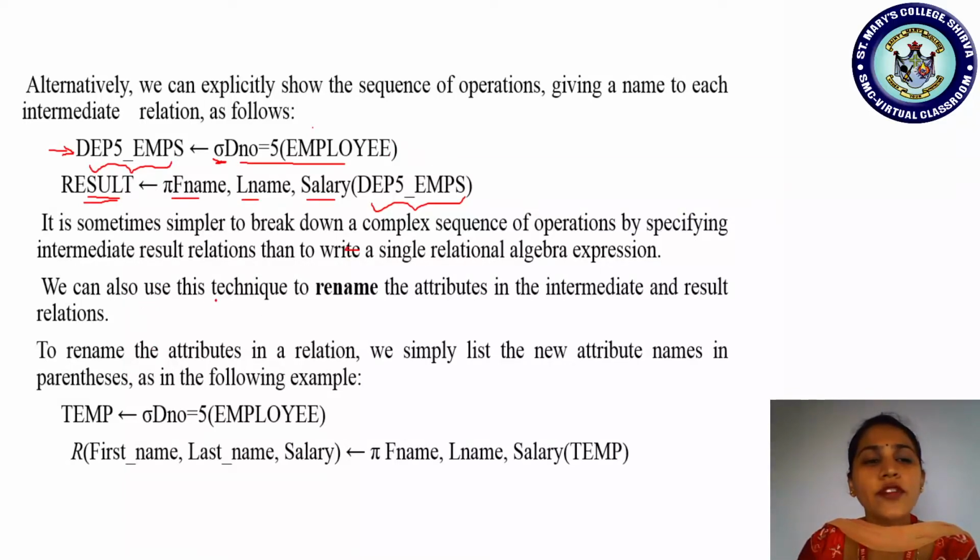Okay, so we can also use this technique to rename the attributes in the intermediate and result relation. The technique just discussed can also be applied to give a table a new name, as well as to give a new name to already existing attribute names. If you want to change the names of the attributes, you can apply this technique to rename the attributes in a relation. We simply list the new attribute names in parentheses, as in the following example.